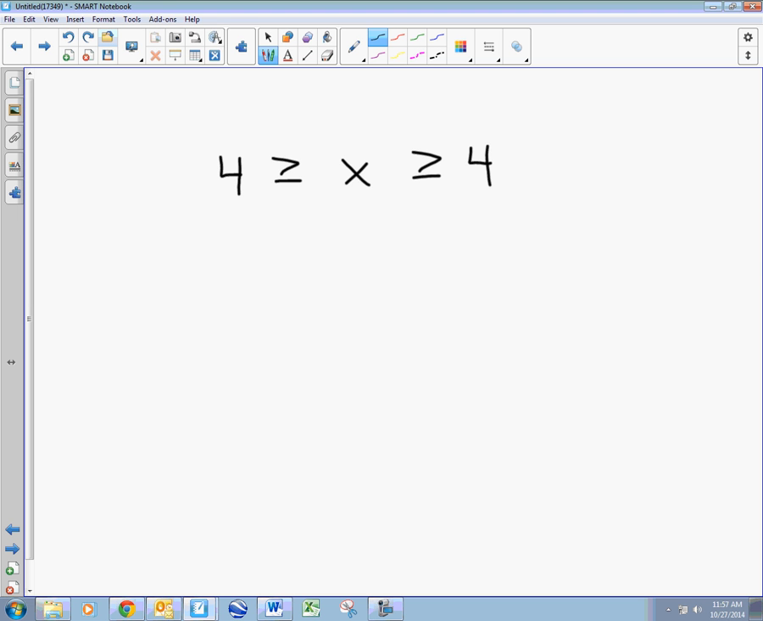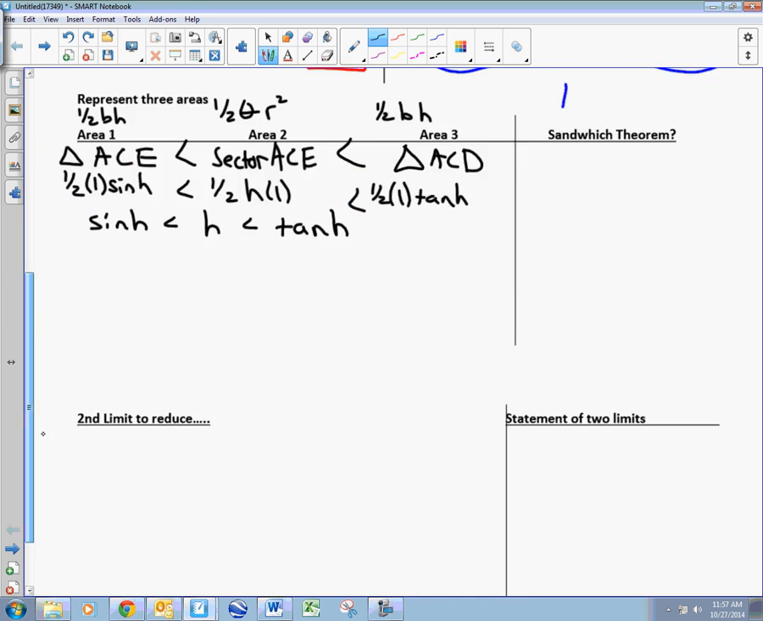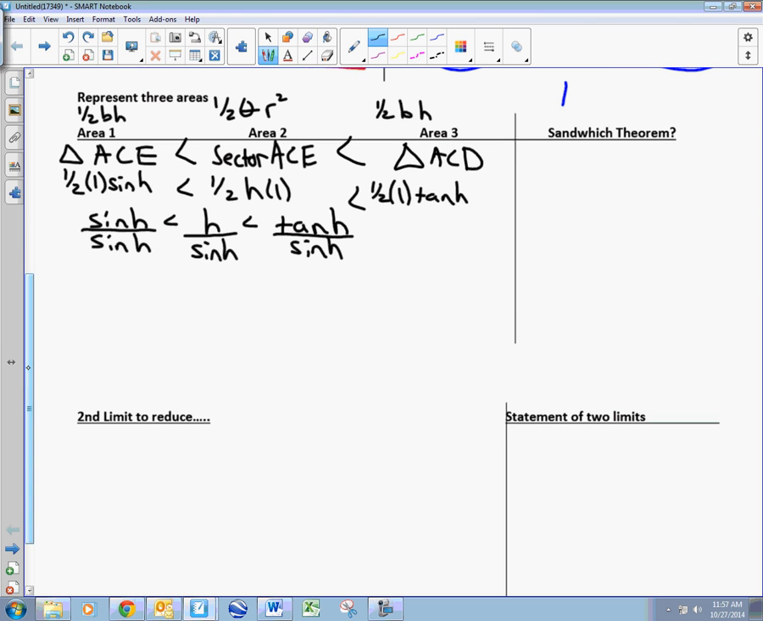Hopefully. We're going to do that same thing. We're going to come up with 2 outside values that we know. The inside value we don't know. So we're going to divide by something, but instead of dividing by h, we're going to divide by sine, because you know that this limit should come out. The limit should be what? 1. It should be 1. So we're going to divide by sine of h. What's sine of h over sine of h? 1. Tangent of h over sine of h.